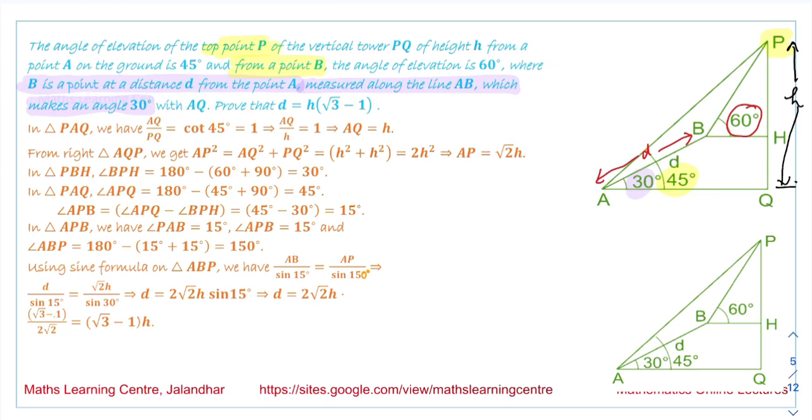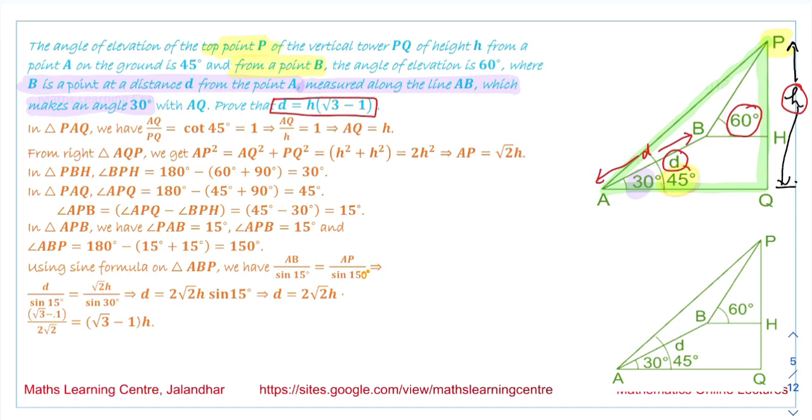Now look at this. We have to prove that D is equal to H times (square root 3 minus 1). We have to calculate the relation between this D and H. So if we are talking about this larger triangle, we are talking about AQP.